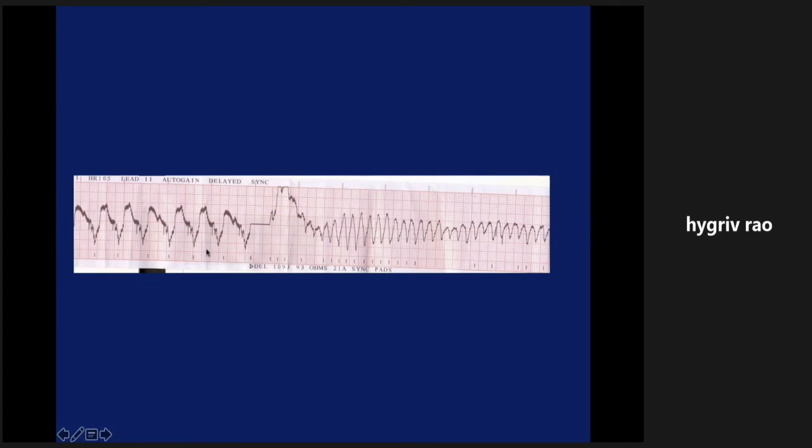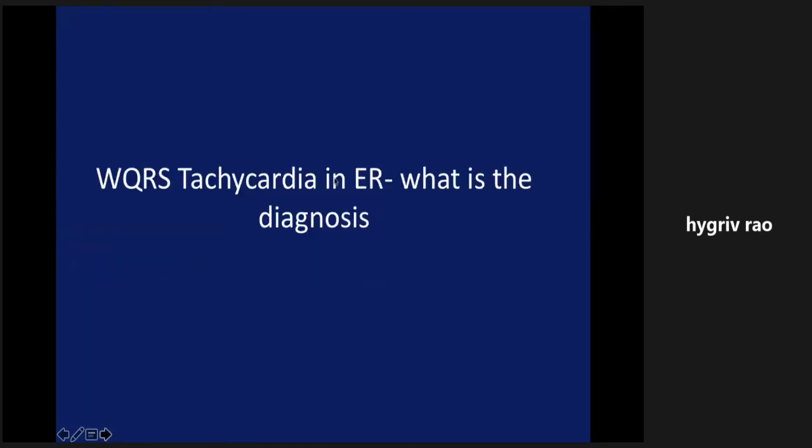Never forget these small things. The patient was uneducated, he had no papers, he just came in with shock because he had some other hypovolemia or something, and the ER physician thought it was a VT and shocked him. Now, if you have a wide QRS tachycardia in the ER, let's take another thing.